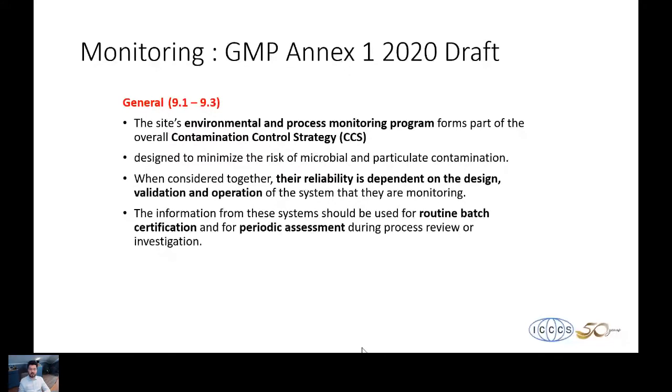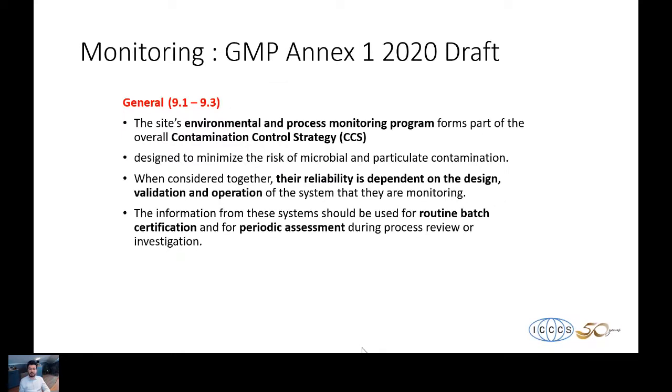9.1 to 9.3 tell us that the contamination control strategy is an important part to understand overall risk from our monitoring system. So this is the most important part and the value-added part of the revision in 2020. Still draft, still not published, I have to say, but they're working on it and it will be alive. And this contamination control strategy definitely will be part of this new Annex 1.